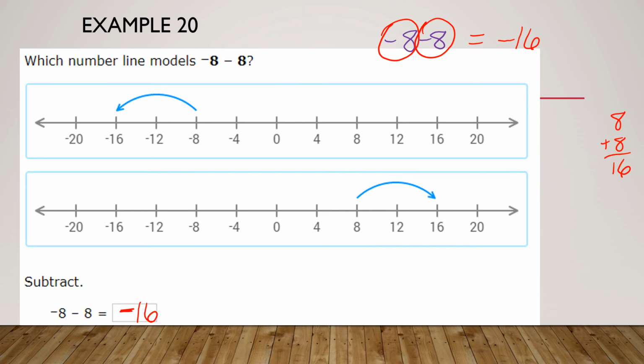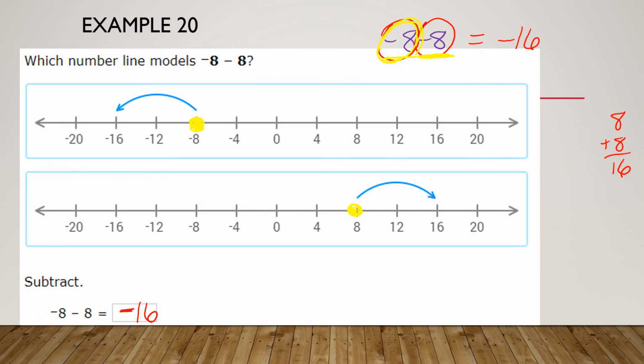So to find our number line, we're going to go back to our negative 8 minus 8, and we're going to start here with this negative 8. So we want our number line to start at negative 8. Only one of them is starting at negative 8. The other one is starting at positive 8. So we want this one that starts with negative 8, and then we're going to subtract 8.